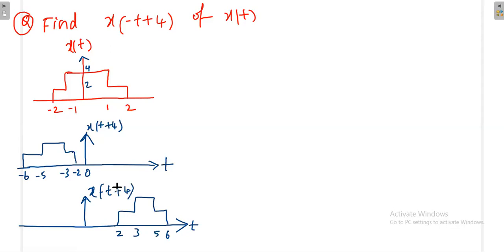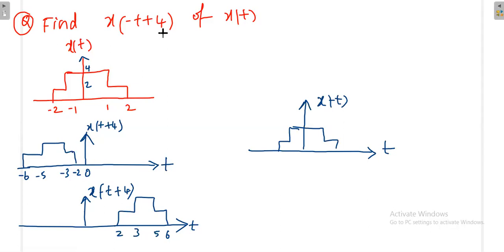Otherwise, I can also do it in a different manner. First, I'm going to apply the minus, then I will apply the shifting. So first I am finding x of minus t from x of t. This is like an even function, so your answer will be the same. This is x of minus t only, because once you apply the mirror image, the diagram still remains the same. Then you have to apply the shifting, because here plus 4 is there.